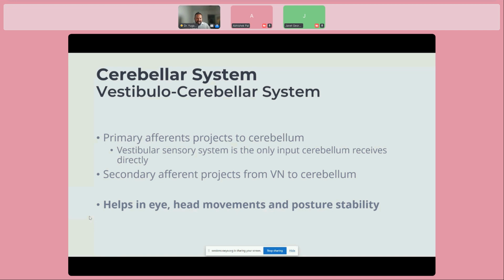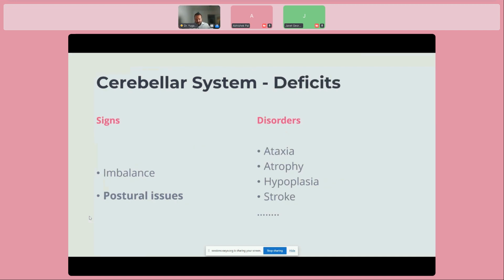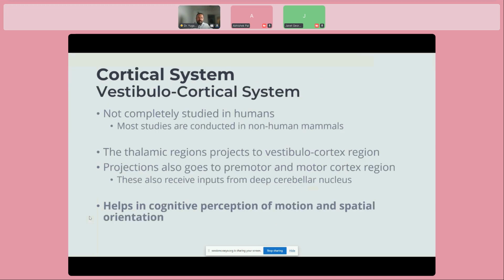The other system that we have is the cerebellar system. So again, as I say, cerebellar is key. It helps in hand-eye coordination, and also the head movements, and mainly it maintains postural stability. If someone has ataxia, cerebellar ataxia and so on, then you're going to see some postural instability in the beginning. So what are the signs? Obviously, imbalance as well as postural instability. Common disorders that we see with cerebellar issues are ataxia, atrophy, hypoplasia, strokes, and more. So these things can also cause imbalance issues.